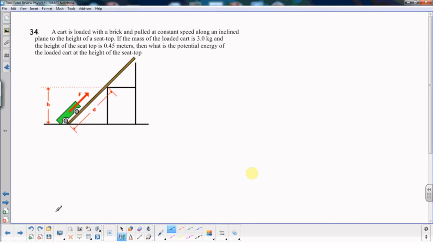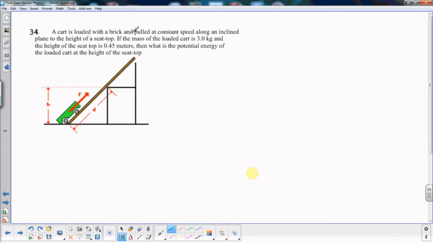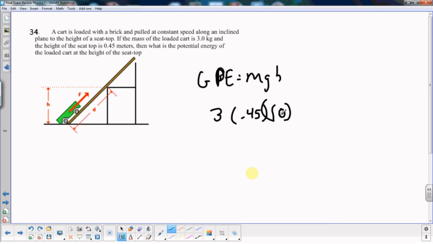Next, a cart's loaded with a brick and pulled at a constant speed along an inclined plane at the height of a seat top. If the mass is 3 kgs and the height is 0.45 meters, what's the potential energy of the cart at the top? Potential energy equals mgh. This gravitational potential energy is mgh. So 3 kilograms times 0.45 meters times the gravity. So we will get 13.5 joules.